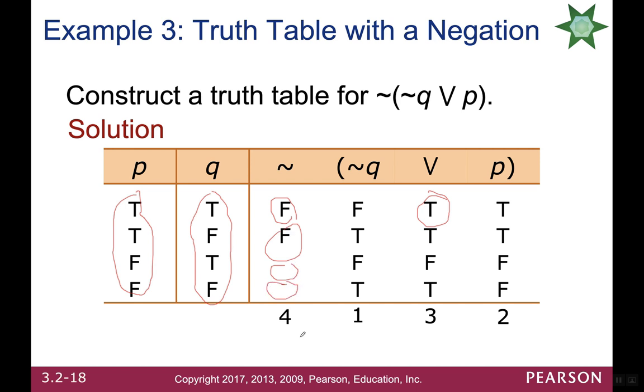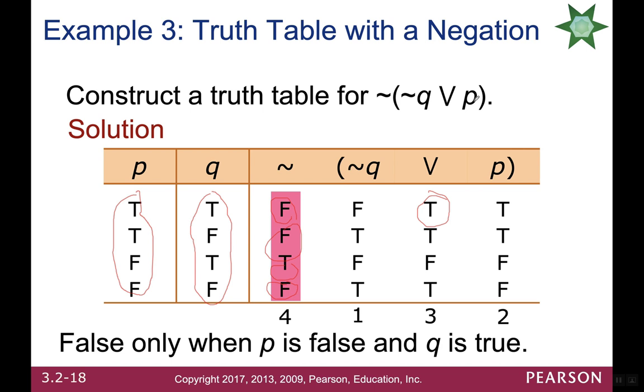Okay, so if we advance, false here, because we had a true value here. This false should convert to true here, which it does, and then this true becomes a false. Okay, there we are. So this is the truth table of the negation of not Q or P. Okay? So false only when P is false and Q is true.